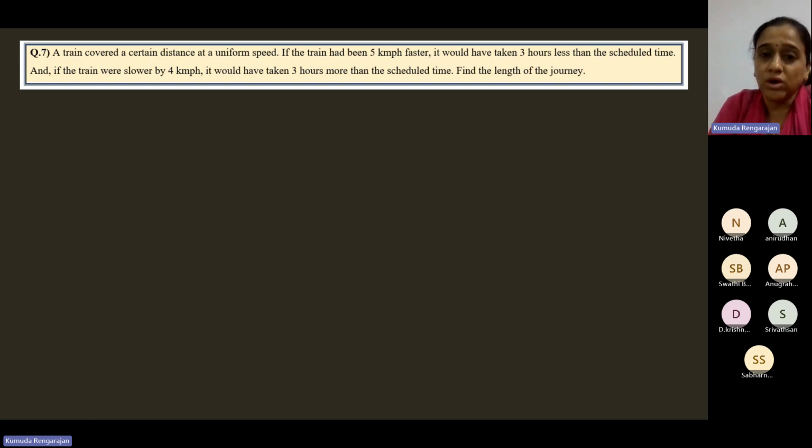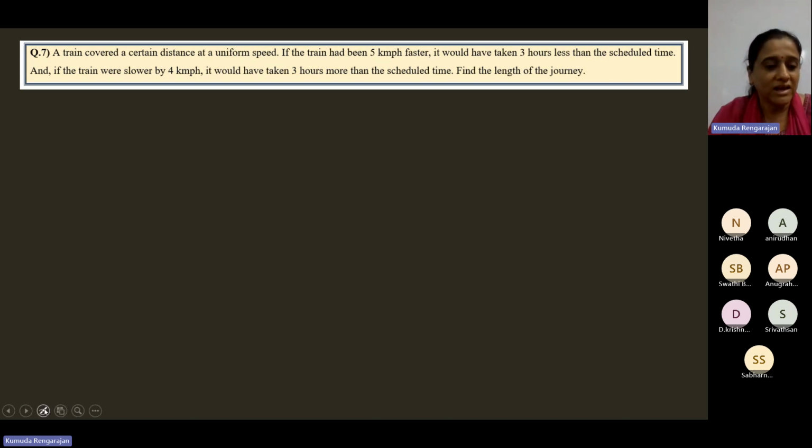Why should you use it? Because they're altering the speed. When the speed is altered, the time is altered. Nothing is given about the distance. See, speed is altered: if the train had been 5 kilometers per hour faster, speed is altered there. It would have taken 3 hours less. Time is altered. Speed and time are altered. The question is all about speed and time.